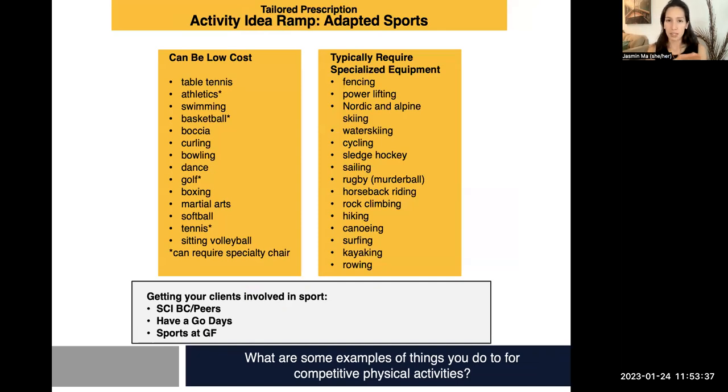And then at the end of our ramp here is moving towards adapted sport and competing.